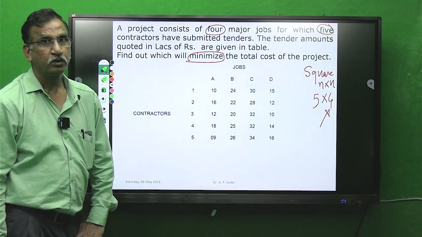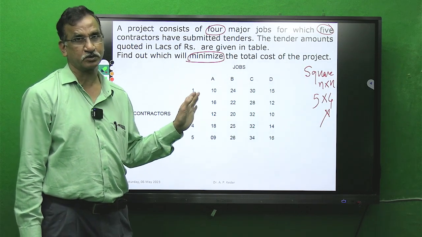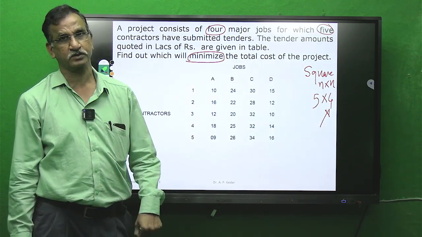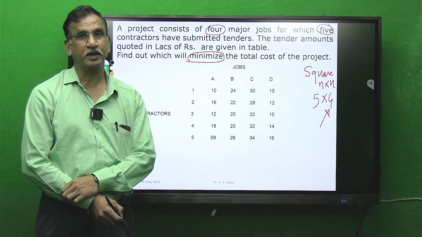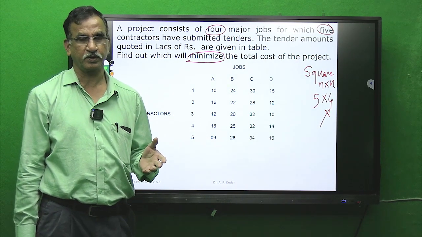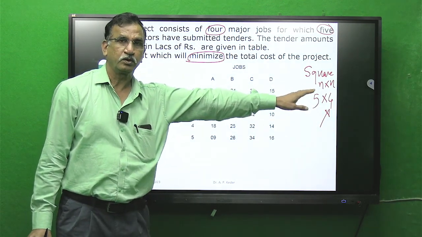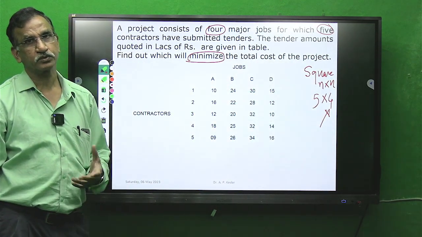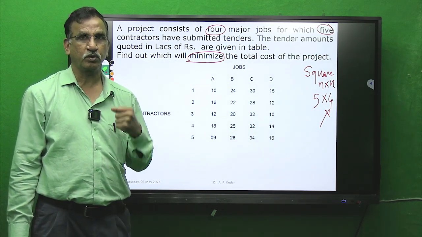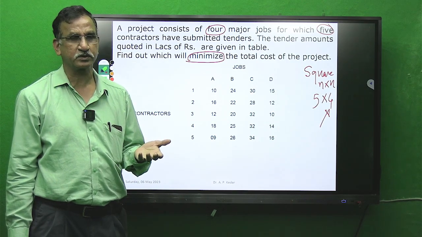What you have to do? You have to add. It is very important. These are special cases of assignment problem. This variety is called an unbalanced assignment problem. Earlier we were having a balanced or square matrix. Here we can see that it is a 5 by 4 non-square matrix. So first we have to balance it by adding a dummy row or dummy column as per the number of cases.